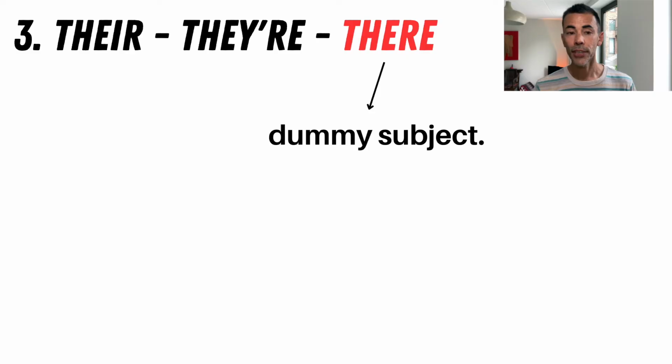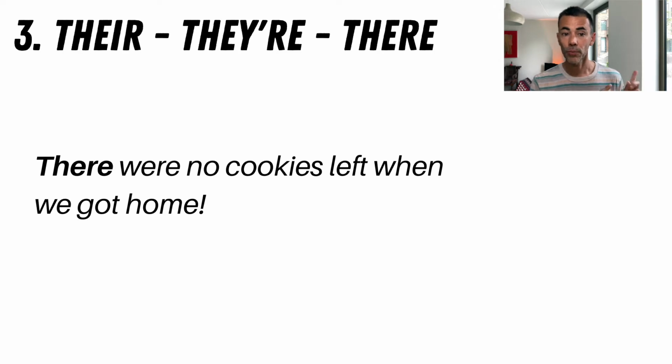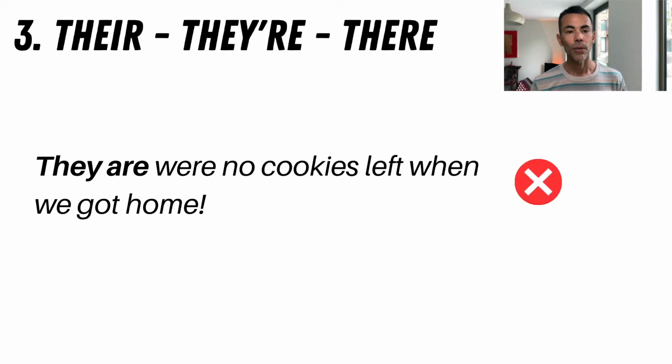Now there, T-H-E-R-E, is also used to act as the subject of a sentence, what's known as a dummy subject. There were no cookies left when we got home. Again, to avoid using the wrong version, say your sentence out loud with they are instead. So in the example before, there were no cookies left when we got home. If we substitute they are were no cookies left. Now that sounds really strange.